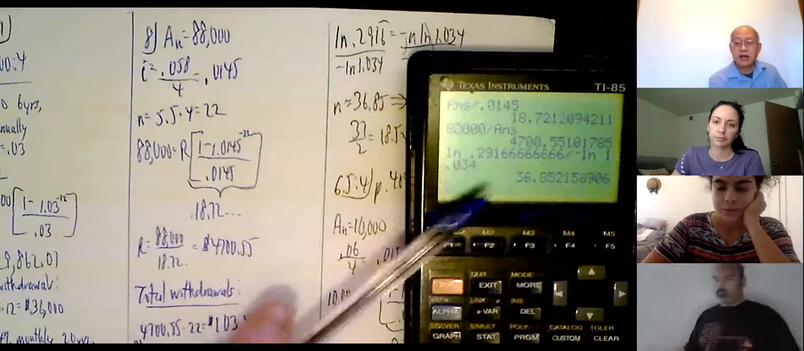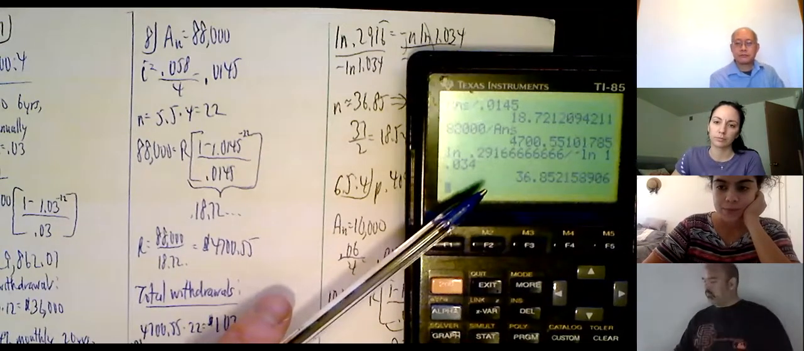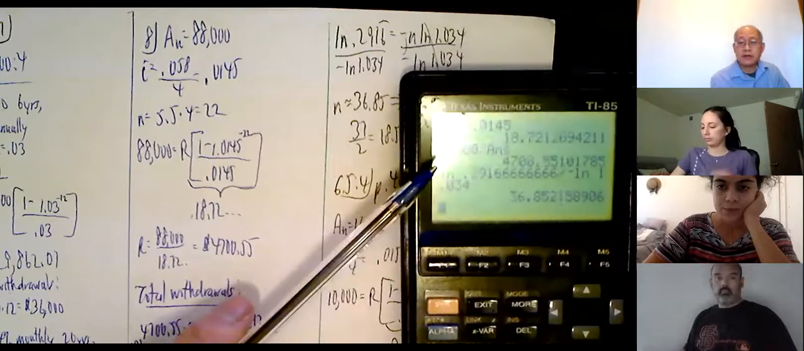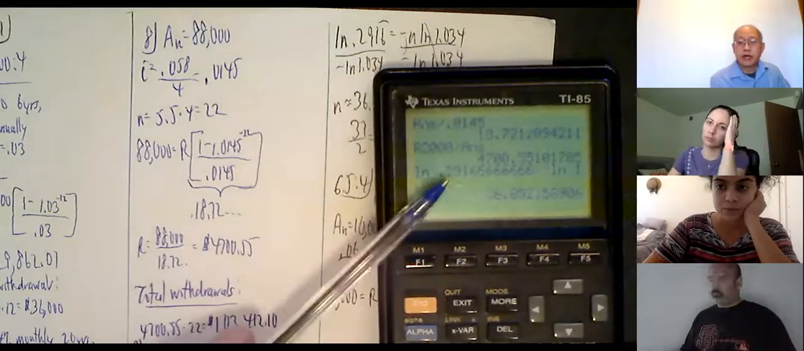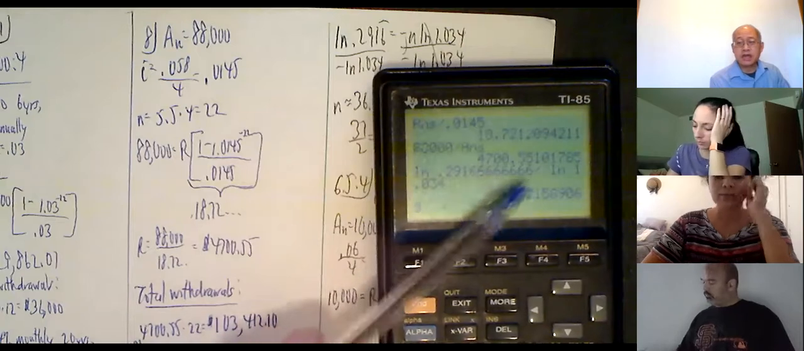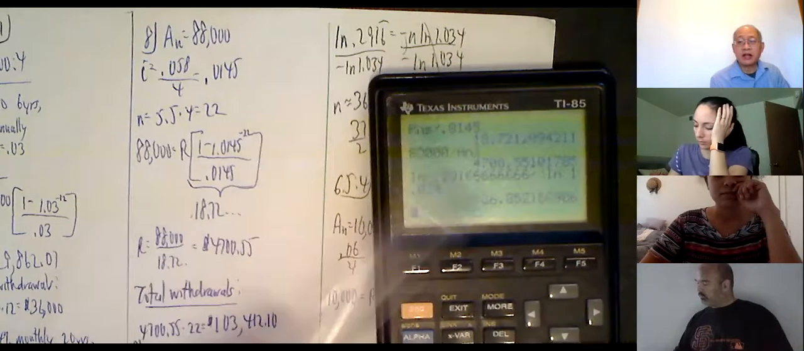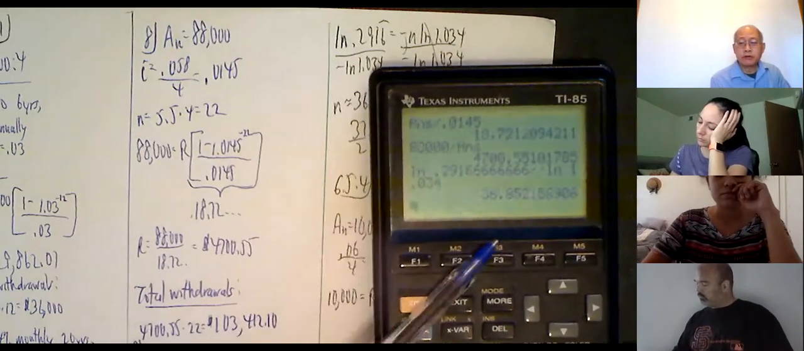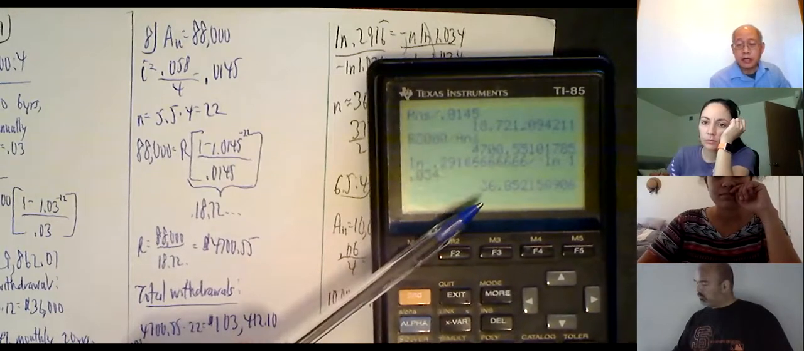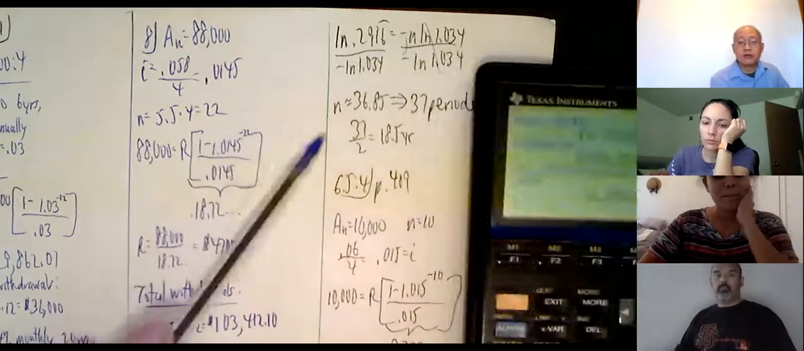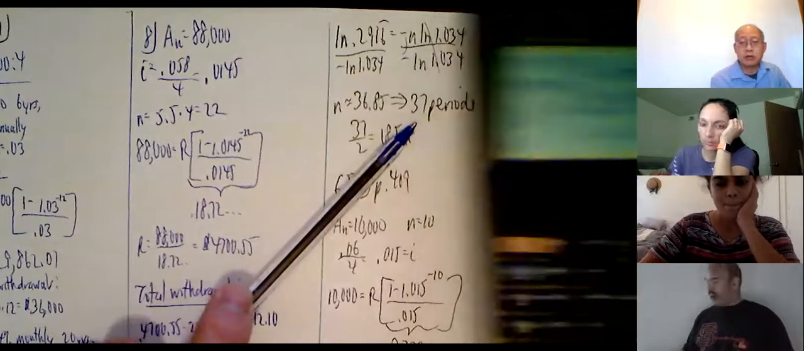36.85. So ln 0.29166, I just put a bunch of sixes, divided by negative ln 1.034. Now these are periods. Periods are always whole numbers. So 36.85, we're going to make it 37 periods.